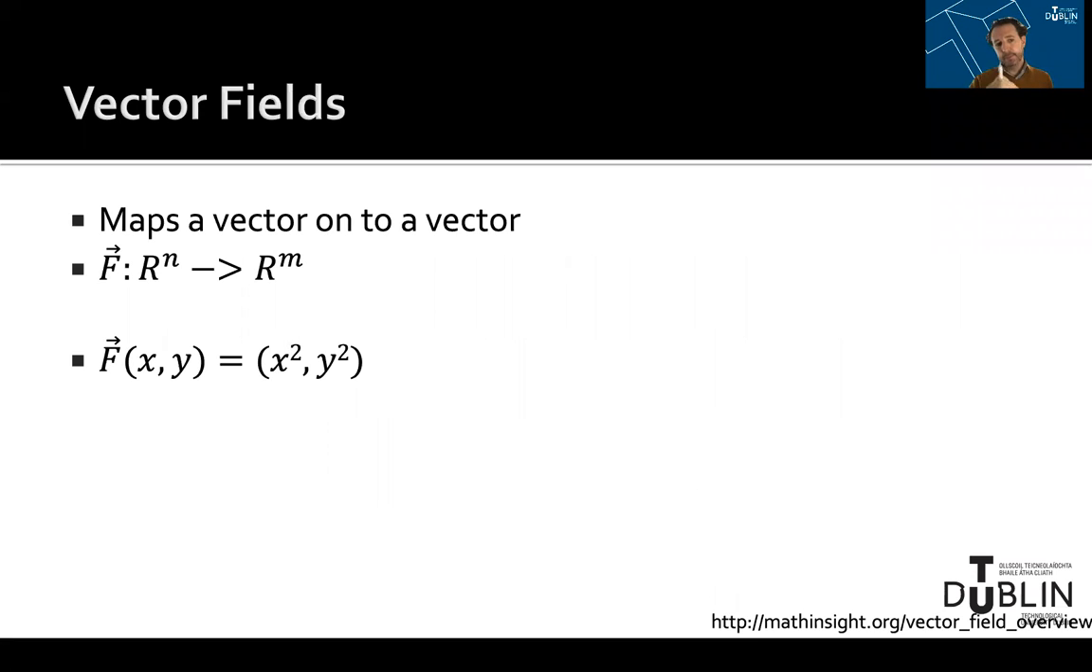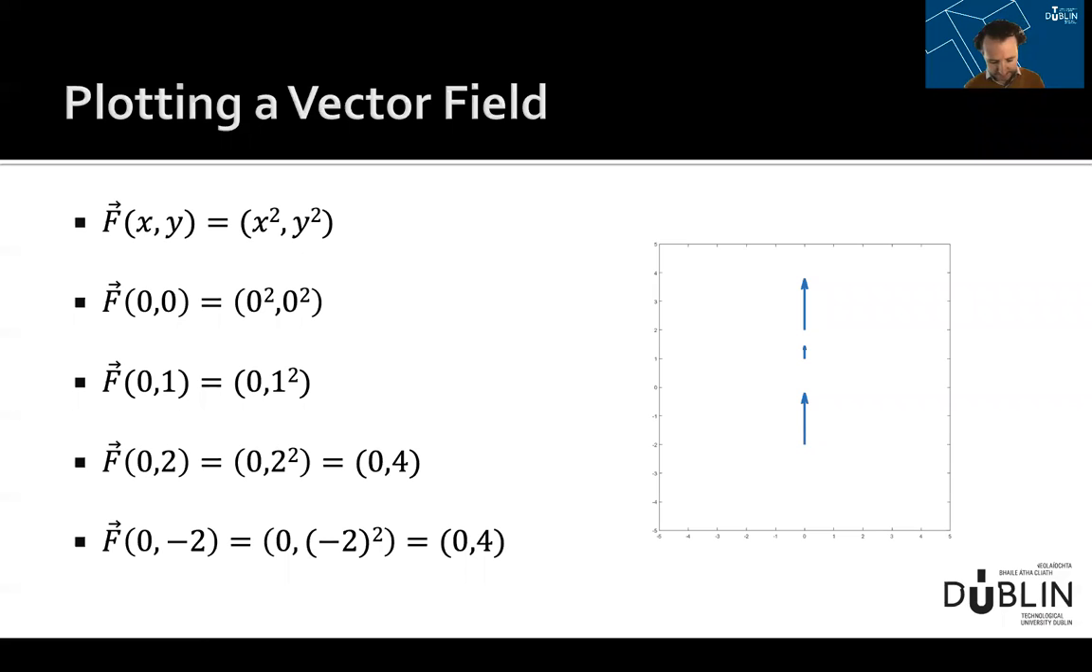A vector field maps from n dimensions to m dimensions, but the easiest way to think about it is just from 2 dimensions to 2 dimensions, 3 dimensions to 3 dimensions. So here we have an example of f maps using the mapping x squared, y squared. So what does that look like? So what I do is I put in different values of x and y and get out a position. So what I have here is (0, 0) goes to (0, 0).